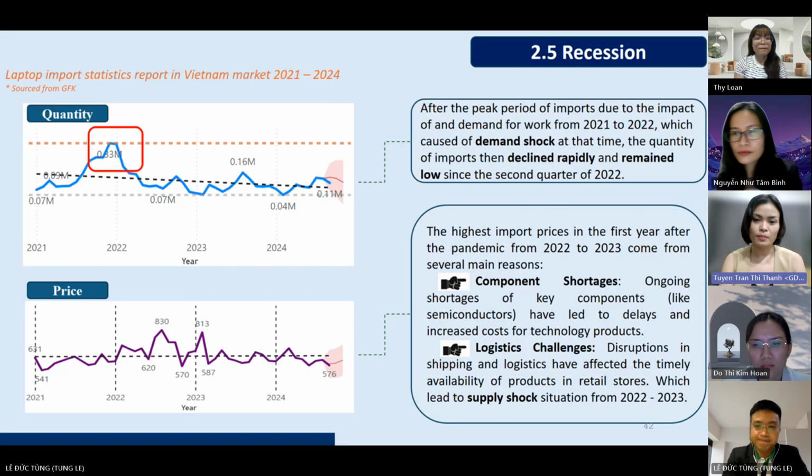And for the price, as we can see, in the first year after the pandemic, from 2022 to 2023, the changes come from several main reasons. The first one we have to mention is component shortages. Ongoing shortages of key components have led to delays and increased costs for technology products.